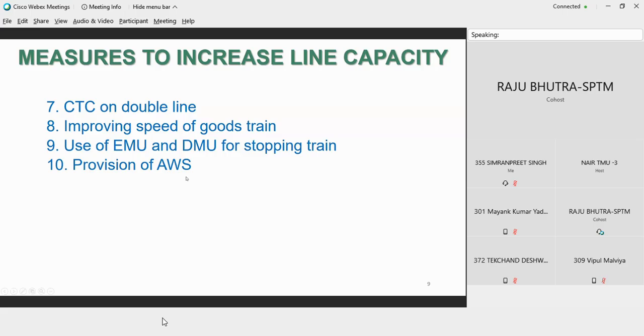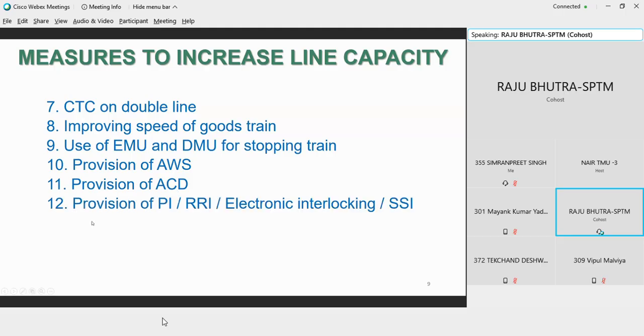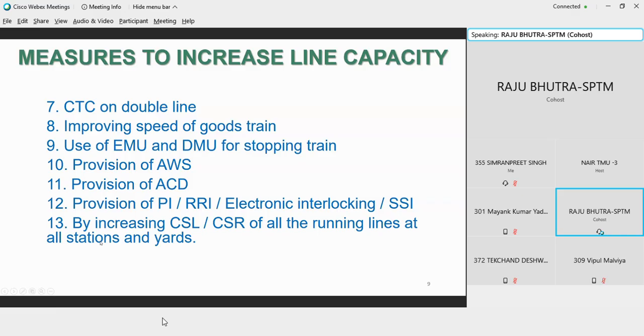Then provision of AWS, that is the auxiliary warning system, that will also increase our efficiency factor E and increase the line capacity. Provision of anti-collision device, all these methods will improve the efficiency factor. Then provision of panel interlocking, route relay interlocking, electronic interlocking, and SSI. SSI is solid state interlocking. So all these methods are there for improving the efficiency.